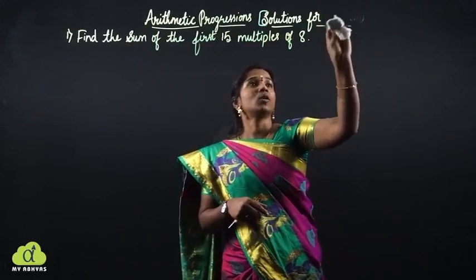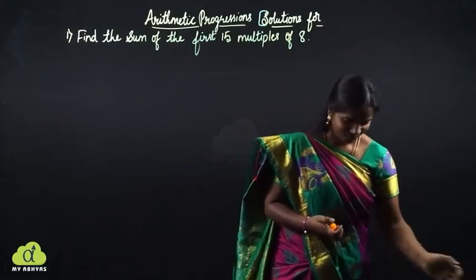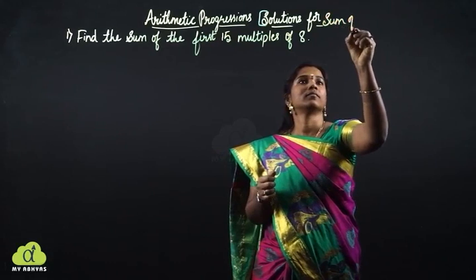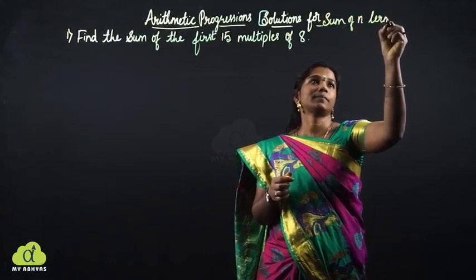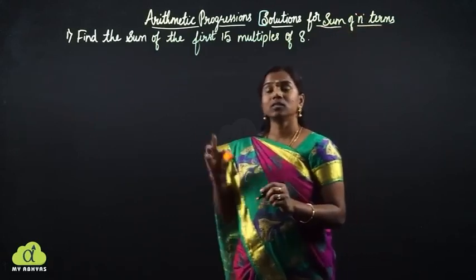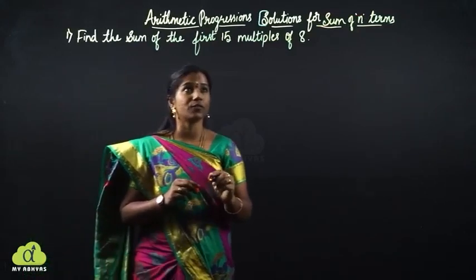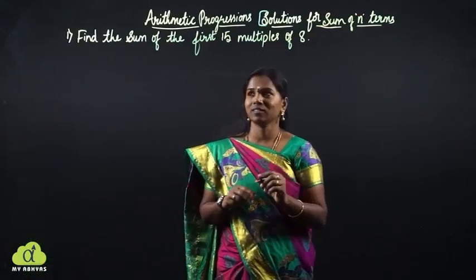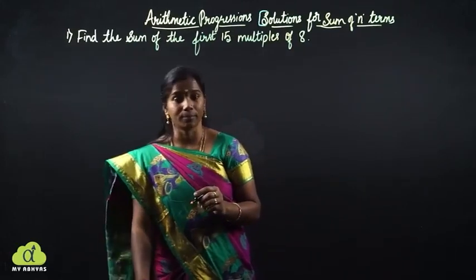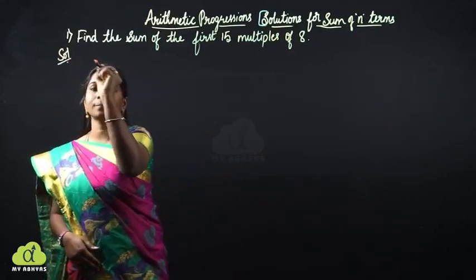Keep ready with your book and pen. First sum is written already. Copy down. Solutions for sum of n terms. Clear? So what is the first sum I have written here? Find the sum of the first 15 multiples of 8. So that means what here? Your AP is not given. We have to write the AP by writing the multiples of 8. So start writing now along with me.